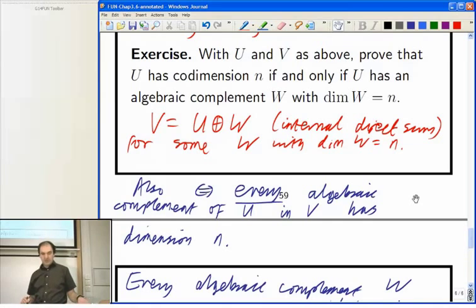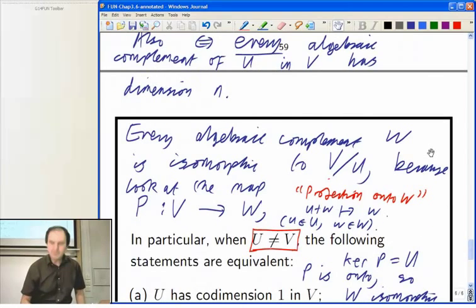Yeah. So what I did here was I've shown that every algebraic complement is isomorphic to V over U. So we are assuming that we can always find a complement. Yes, and that uses the theory of Hamel bases. So that's right. So I'm assuming the axiom of choice in there. But we will do that in this module. But you're quite right. To get from every to there exists requires that there is at least one, which requires the axiom of choice in this case. So you are right.